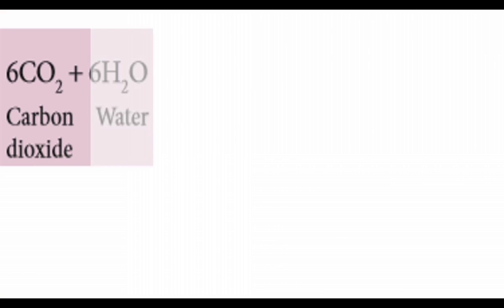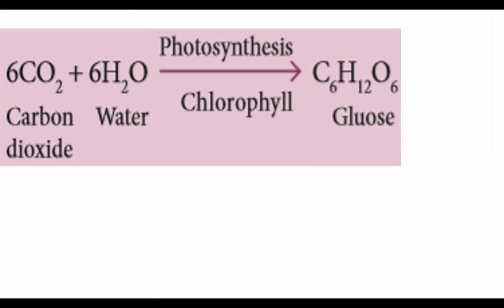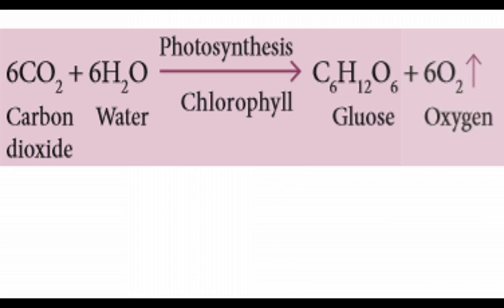Carbon dioxide 6CO2 plus 6H2O water, with chlorophyll pigment, gives glucose C6H12O6 plus 6O2 oxygen. This is the photosynthetic equation.